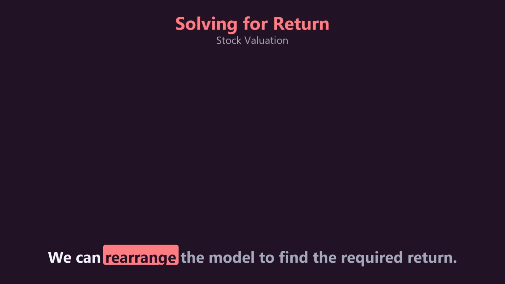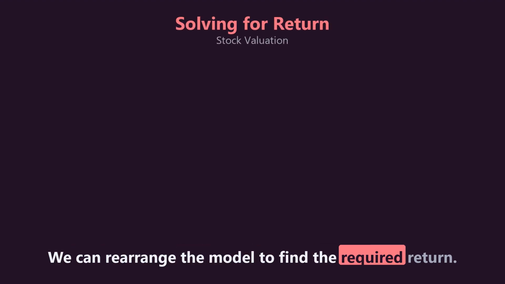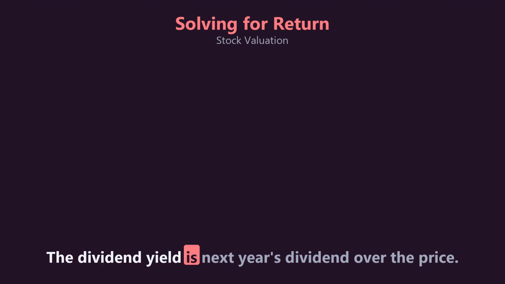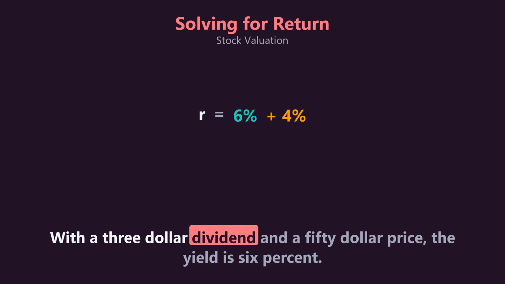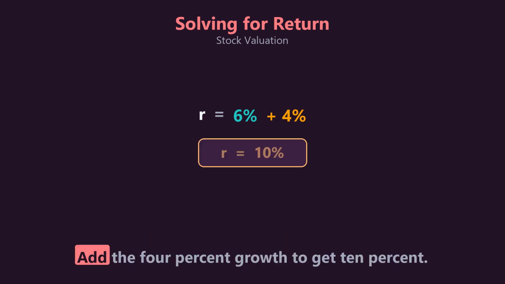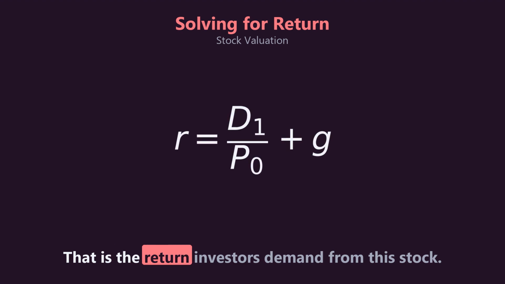We can rearrange the model to find the required return. The return equals the dividend yield plus the growth rate. The dividend yield is next year's dividend over the price. With a $3 dividend and a $50 price, the yield is 6%. Add the 4% growth to get 10%. That is the return investors demand from this stock.